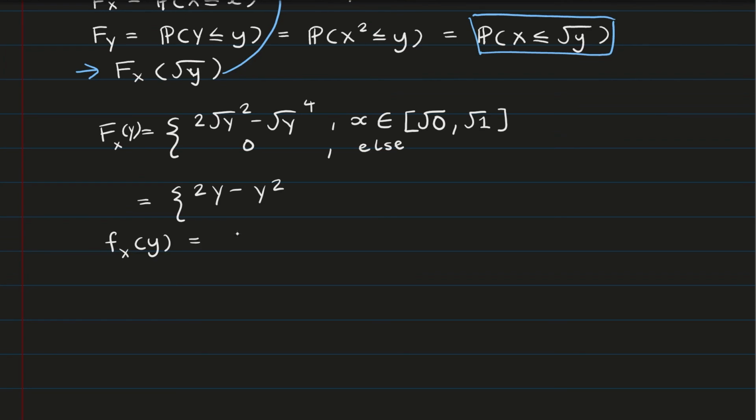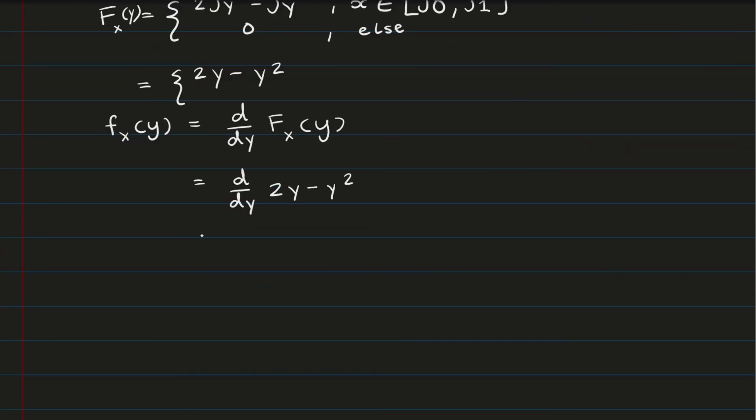f evaluated at y is equal to d/dy of the CDF evaluated at y, which is equal to d/dy of 2y minus y squared. And that is equal to 2 minus 2y. And this can be factorized as 2(1 minus y). And this is the answer. That is the answer.